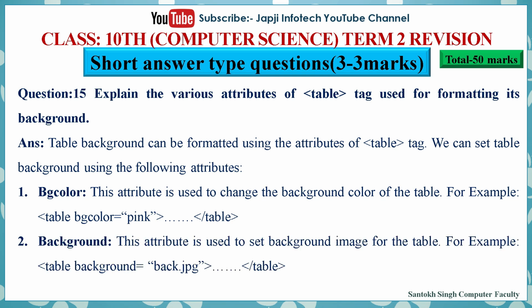And second one is background. This attribute is used to set background image for the table. For example, left angle bracket table space background equal to, then in the double quotation mark write the path which image you want to display, then right angle bracket, then write the text, then close the table tag.